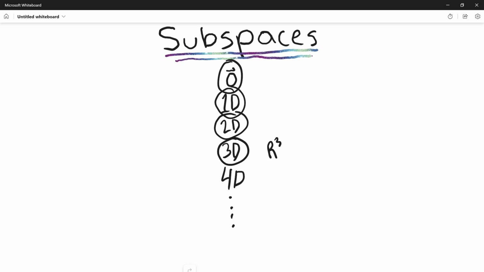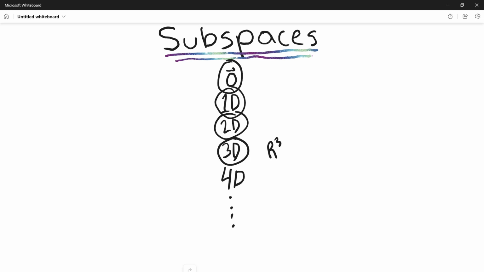So if we have an infinite line, it must cross through the origin, right? If we have a two-dimensional plane oriented some way in R3, that also has to cross through the origin. And since we're working in R3, if we have a three-dimensional subspace, it has to cross through the origin anyways.